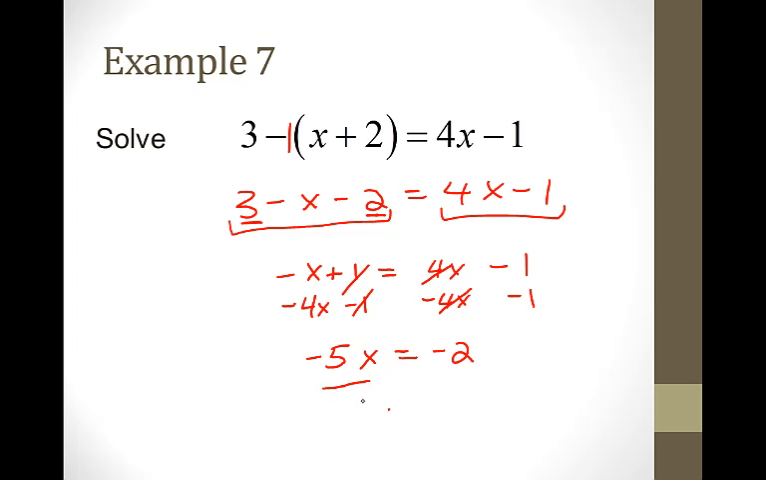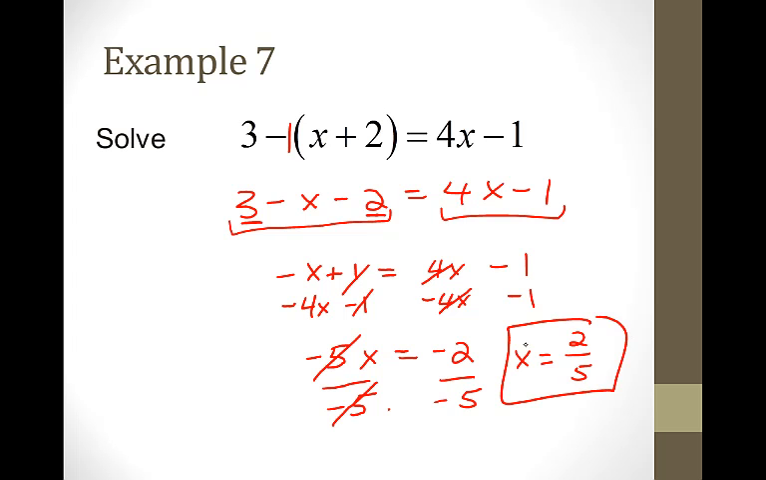Last step, divide by negative 5. And I'm going to get x equals, we have two negatives, so we can just cancel those out and make them positives. So two negatives make a positive.